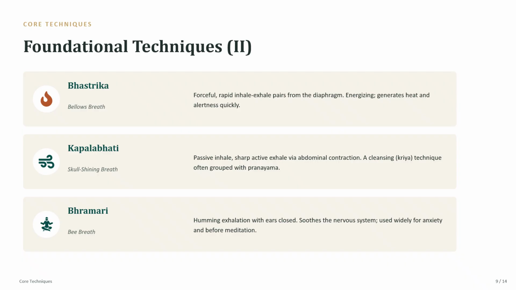Next is Bhramari, which is the pranayama with humming exhalations with the ears closed. This pranayama can be practiced for any stress related disorder or anxiety, or when you're angry and want to calm down. You just have to close your face with both hands, all 10 fingers, close your nose, inhale, and give a humming sound. Mm.